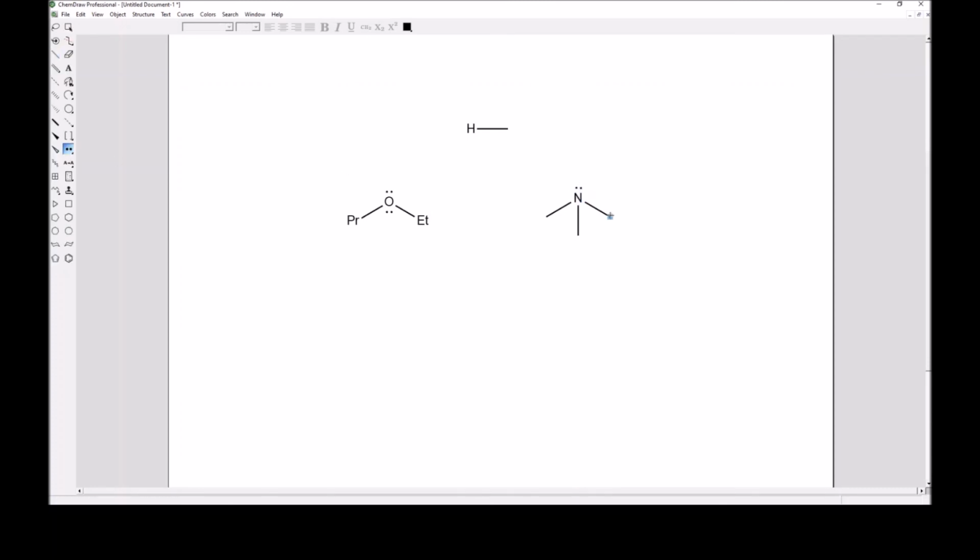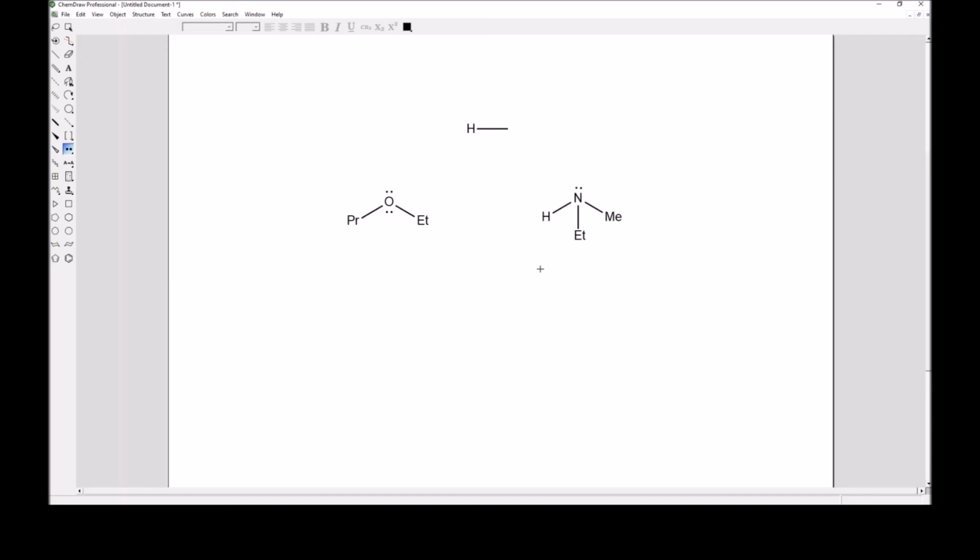And as long as these 3 bonds are going to 3 different things, so we'll put a methyl group on this one, and we'll put an ethyl group on this one, and we'll put a hydrogen over here, then this meets all of the criteria that are typically associated with a chiral center. So then the question is, can nitrogen be a chiral center?